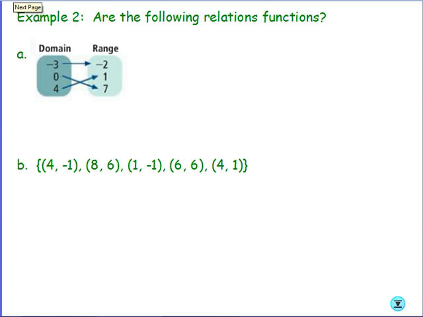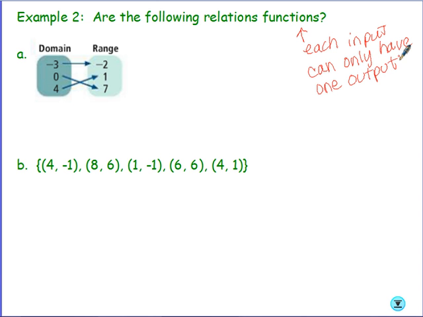Now we're answering one simple question. Are the following relations functions? To be a function, again, our definition was that each input can only have one output. So our first example is a mapping diagram. All we're going to do is go down our list of inputs, which are also the domain. These are your inputs, and these are your outputs. And we want to make sure each input only has one partner.